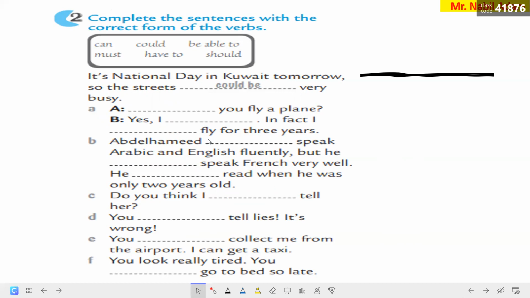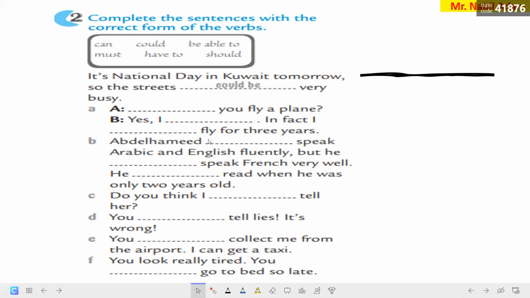We are talking about modal verbs, using can or could or be able to for ability, and we use must, have to, or should for advice, for obligation, or necessity. Example: it's National Day in Kuwait tomorrow, so the streets could be very busy. Could be means might be. We are talking about possibility in the future. We use could or might.